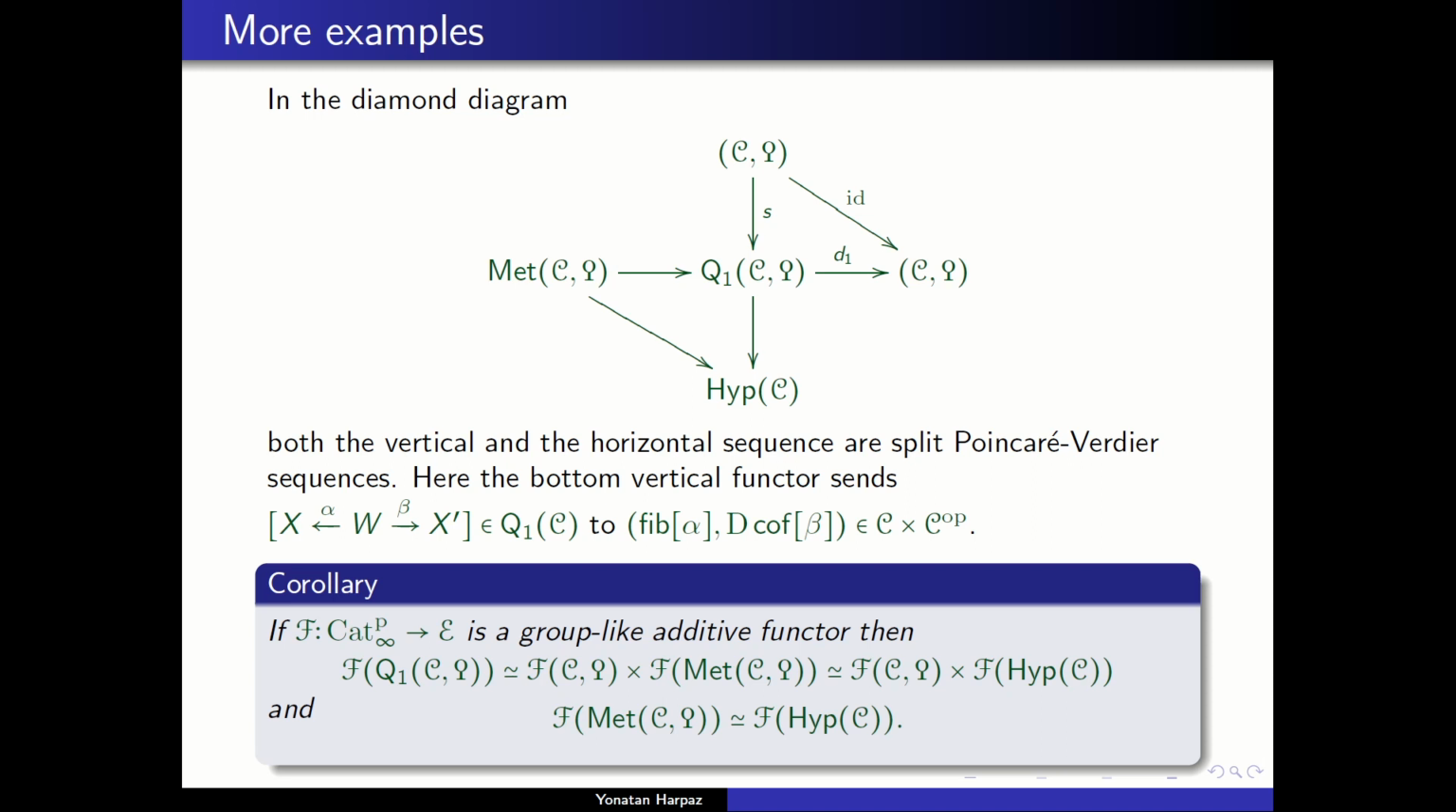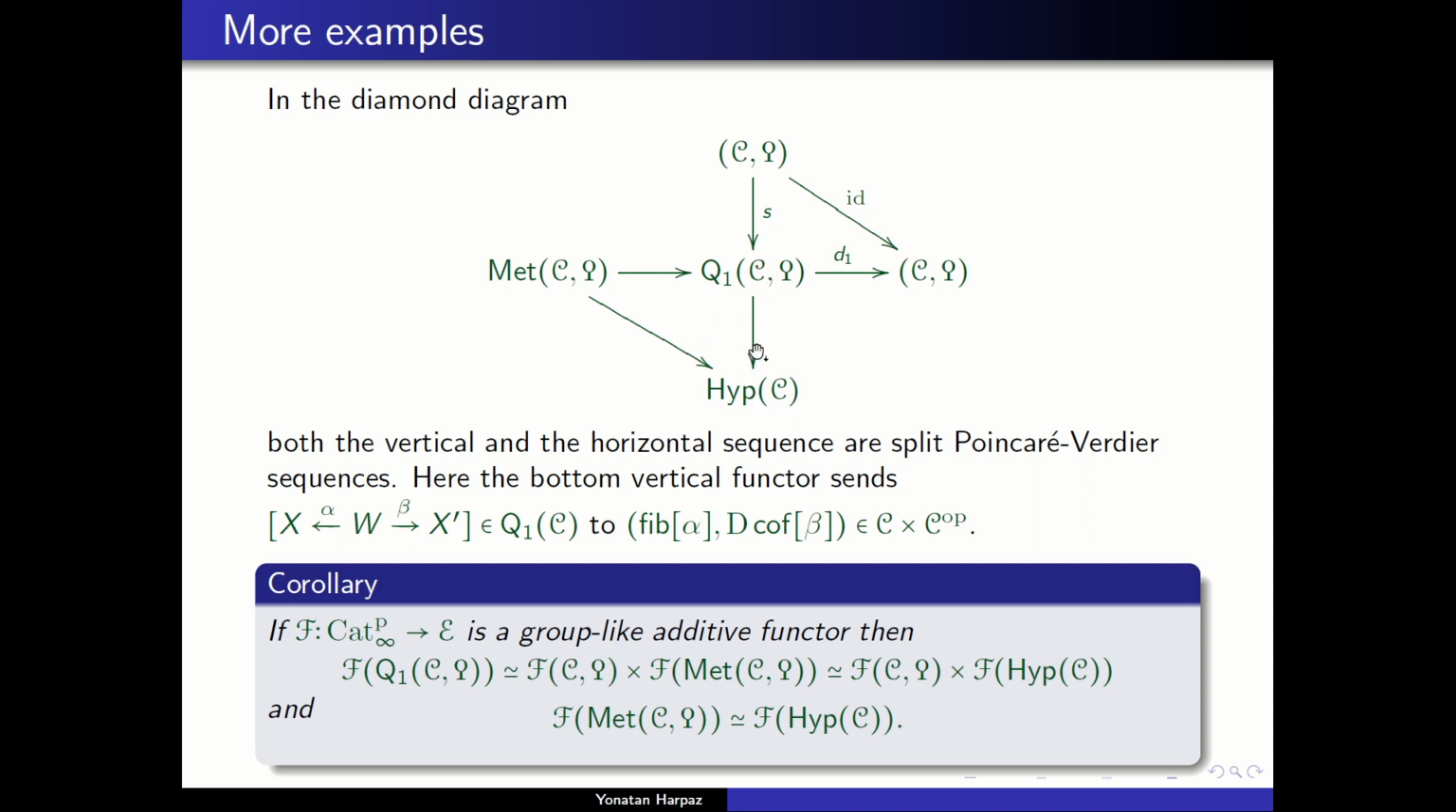This means in particular that if we take any additive functor, then this functor will send the horizontal sequence to a fiber sequence and the vertical sequence to a fiber sequence. But one can even say a little bit more when F is group-like. This is because this is not a completely general split Poincaré-Verdier sequence, since this Poincaré functor D1 admits a one-sided inverse given by this functor F, which includes the fiber of this functor that we described here.